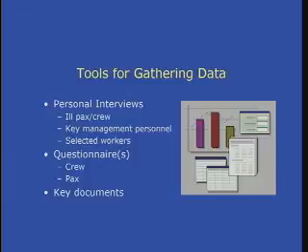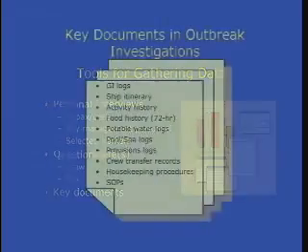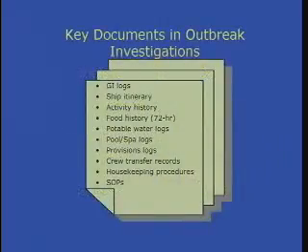And the last element is key documents. There are many key documents that we'll look at. One, as you know, is the GI log. Key documents in outbreak investigations. Some of the documents that we'll look at and evaluate during the outbreak investigation include the GI log, as previously mentioned, the ship's itinerary. Where was the ship when the outbreak occurred?